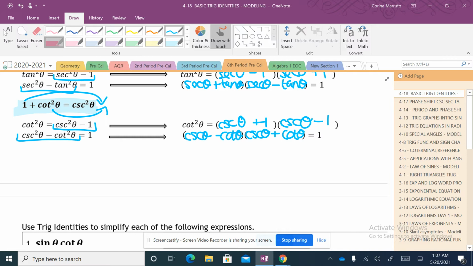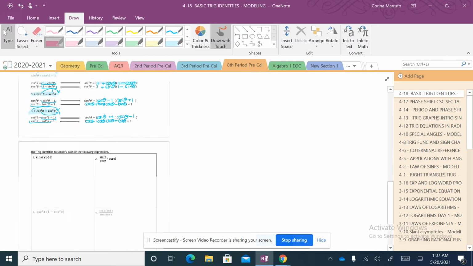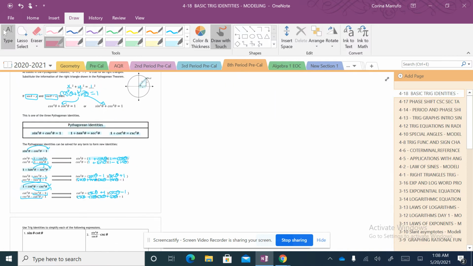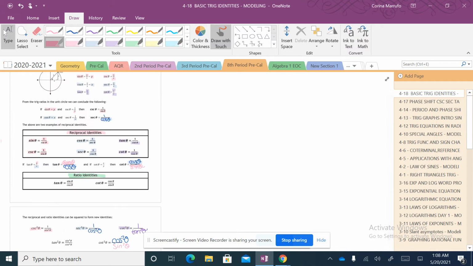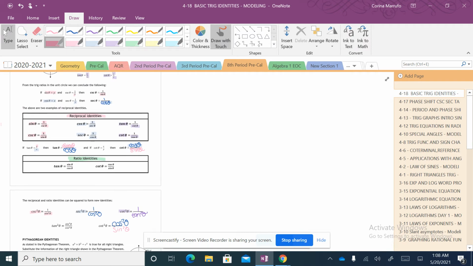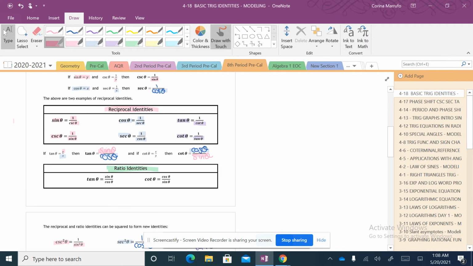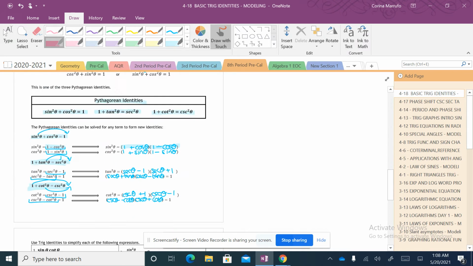So these are the formulas that we're going to use. We have 3 different formulas that we're using. We have our Pythagorean identities, we have our ratio identities, and our reciprocal identities. Okay, this is just an explanation of where they come from. If you didn't understand any of the explanations, that's fine, as long as you use these formulas. So we're going to be using those formulas.